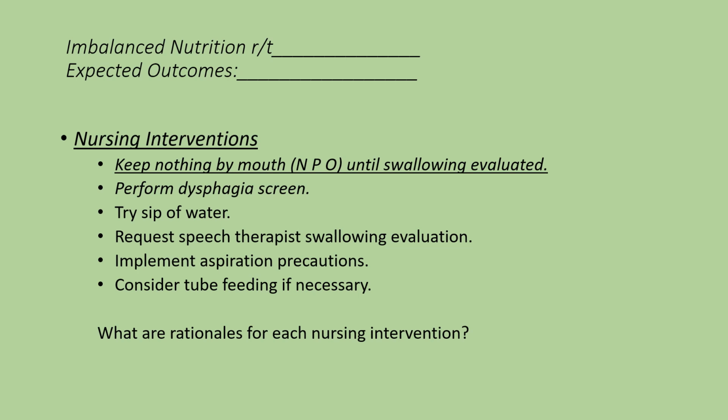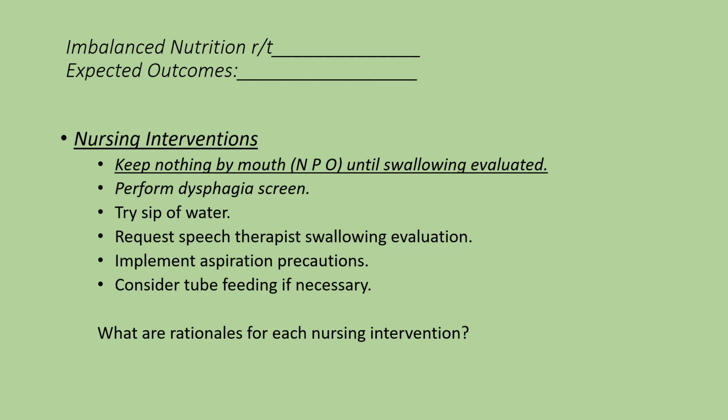Your nursing interventions for this diagnosis to implement into your care is to keep the patient NPO until swallowing can be evaluated to prevent aspiration. You want to perform a dysphagia screening. This is a quick assessment that can identify problems before complete evaluation can be done. Observe for facial weakness or inability to completely close the mouth. Ask the patient to stick out the tongue and move it from side to side.